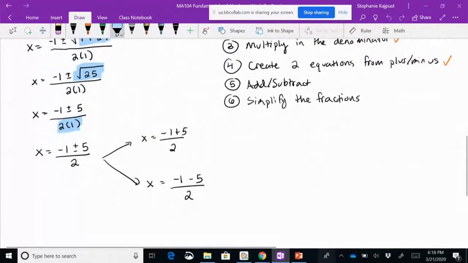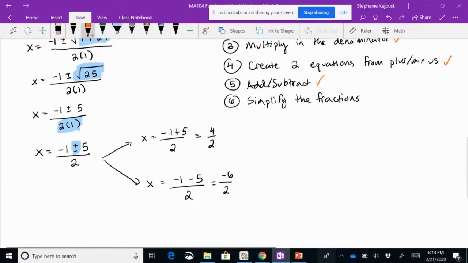So I'm going to just highlight. We had to do the plus or minus part. Now you're going to do your addition and subtraction on the tops of these fractions. So I'm going to move to the right. On my top equation with the plus, -1 plus 5 is 4, so I got 4 over 2. And with the subtraction, -1 minus 5 is -6 over 2.